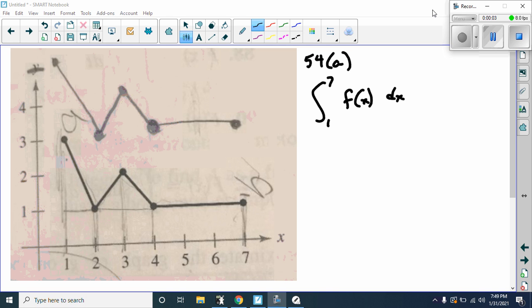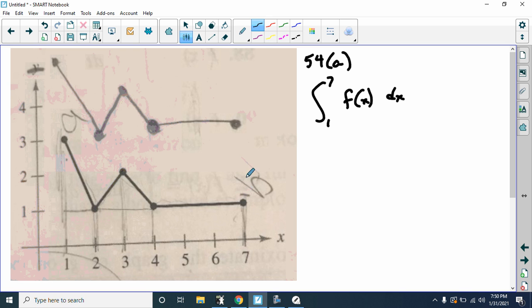This is question number 54 on page 285. It gives us this graph. Don't worry about this one up here, it's not yet. It gives us this graph right here. It calls this graph f of x.